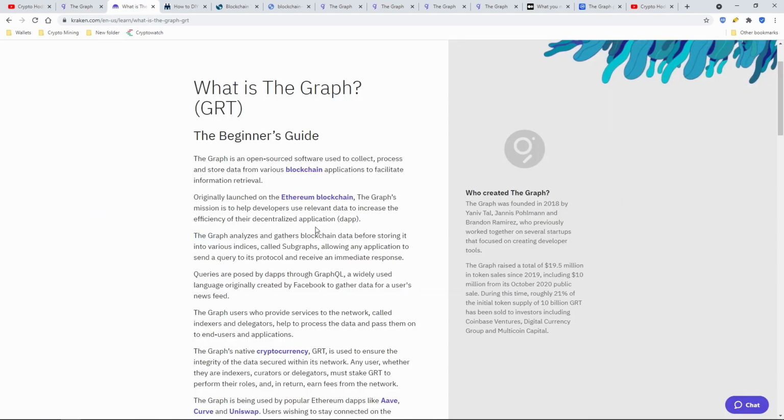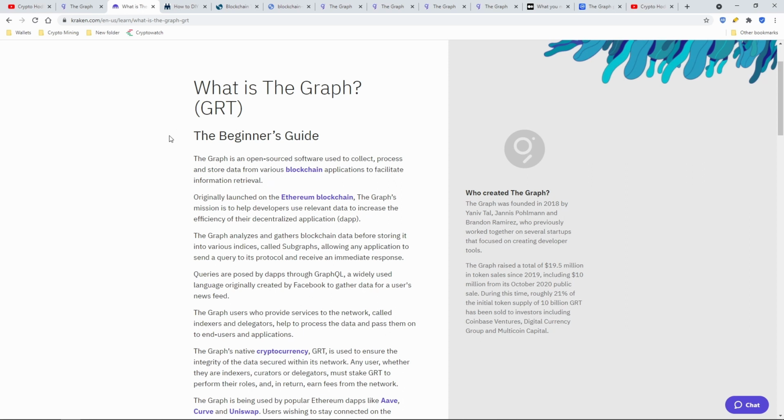Yes, I can. What they do is, The Graph is like an open source software used to collect, process, and store data from various blockchain applications to facilitate information retrieval. So, in other words, think of it as Google.